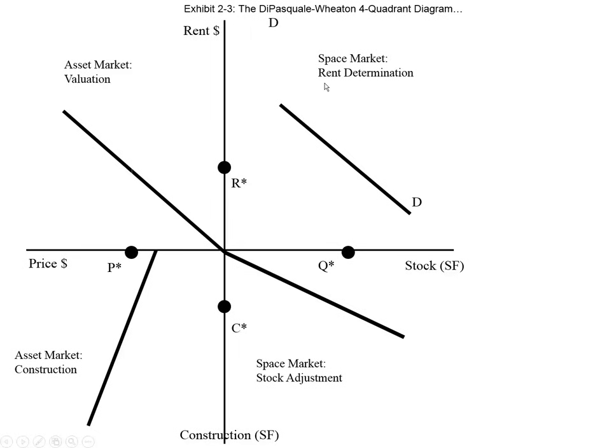So here we have the space market on the demand side. Here we have the asset market. And then let's go down to the lower quadrant on the left. This is a kink supply curve right here. It's fixed in the short run, and then it's fairly elastic.